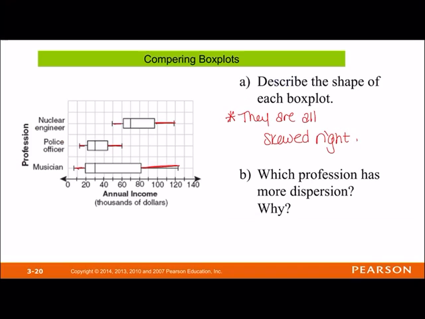And which profession has more dispersion and why? Okay, more dispersion, again, is going to be how spread out the data is. And when you're looking at box plots, you're looking for the one that has the biggest interquartile range. So again, that would be your one with your musicians. And again, the reason why is because it has the highest IQR.